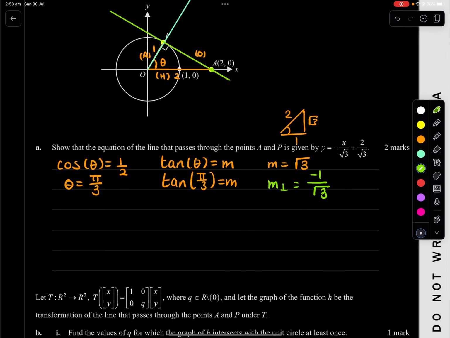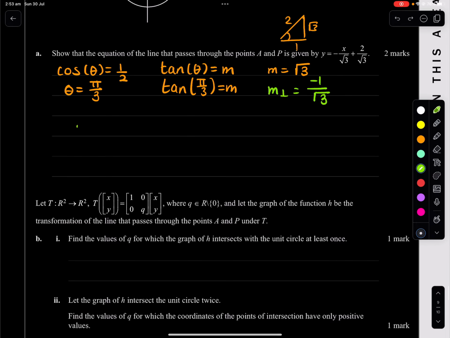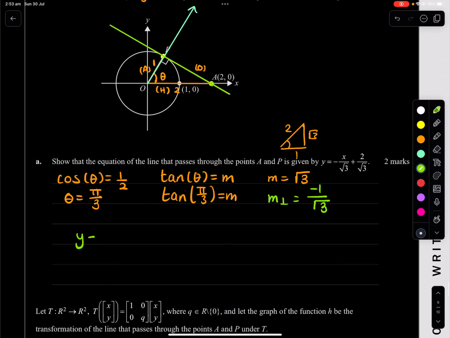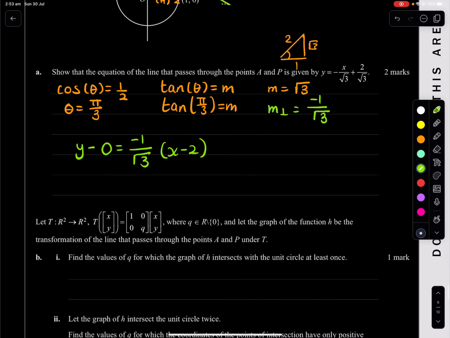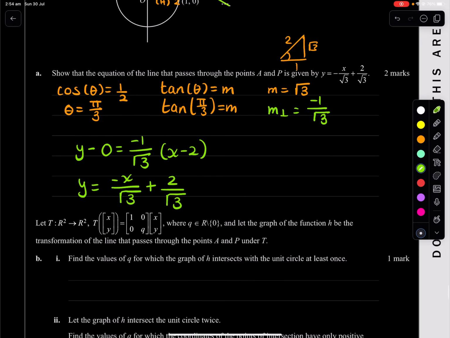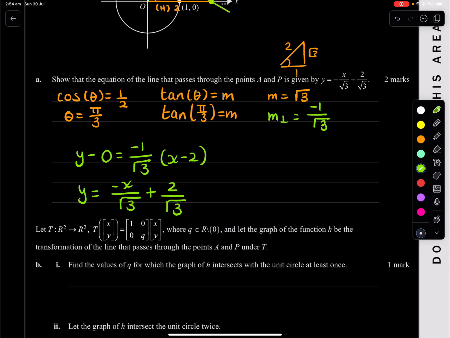And we already have a point that the line passes through, so we know that y minus 0 equals -1 over root 3 times (x minus 2). So y is equal to -x over root 3 plus 2 over root 3. Is that right? Yep. Looks perfect. So that's your solution for that one. Done.